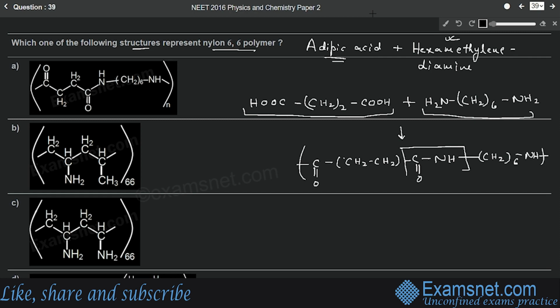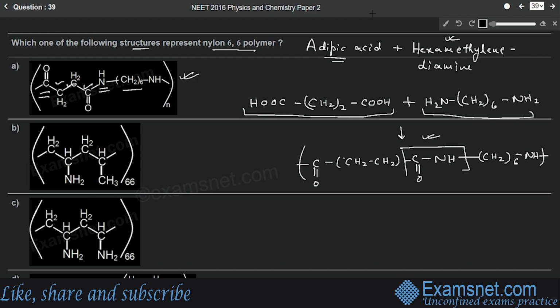Got it? So this is the bond formation that took place between these two molecules. Now which of the given options resemble this? In the first one we have C double bond O, then CH2 CH2, then C double bond O again, then NH. Yes, this is the same molecule. Okay, same nylon 6,6 polymer. This should be the correct one.